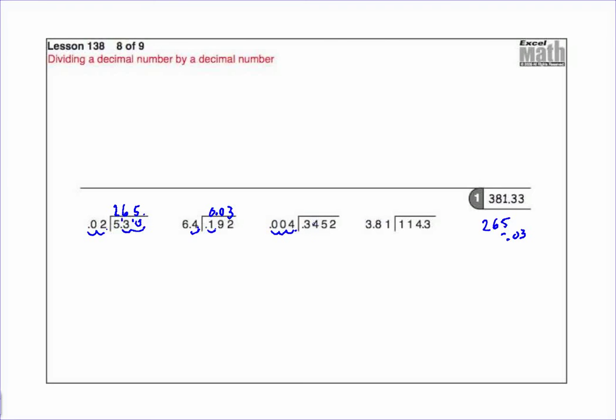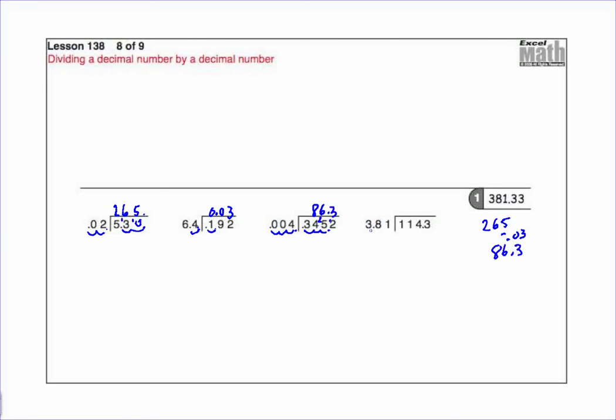And then on this one, move this over 3 spots. So move that over 3 spots, straight up to the top. 4 goes into 34 8 times. 8 times 4 is 32. Got a leftover of 2. 4 goes into 25 6 times. That's 24. Leftover of 1. 4 goes into 12 3 times. So you have 86.3.